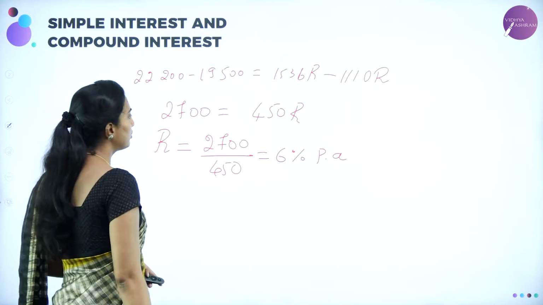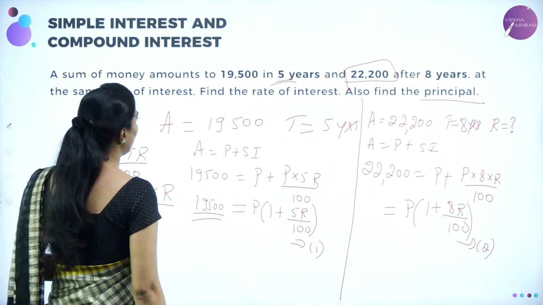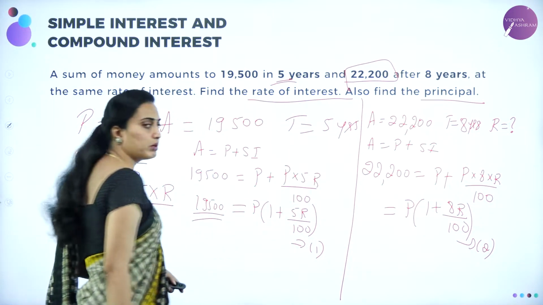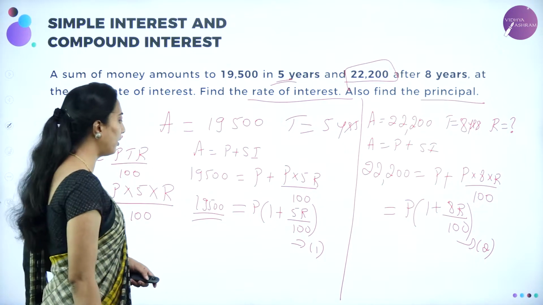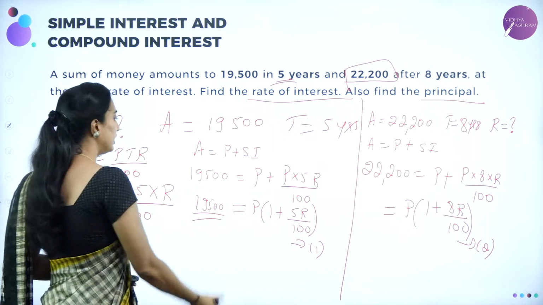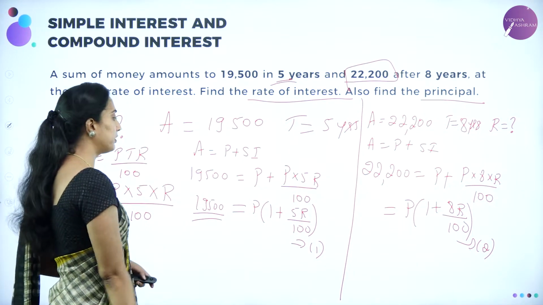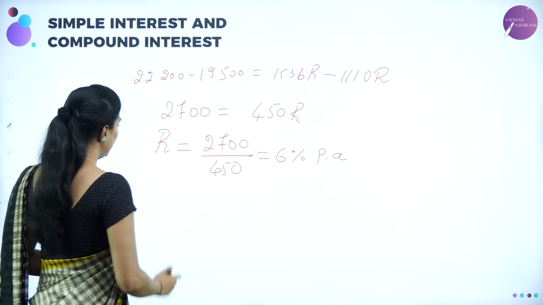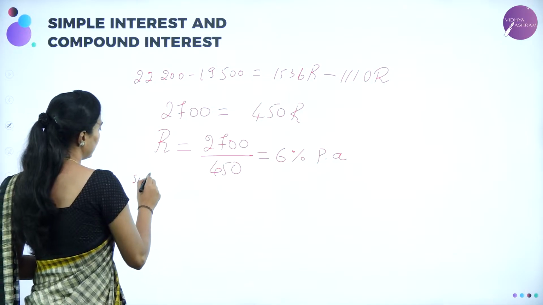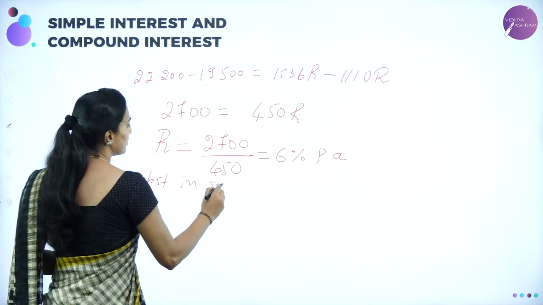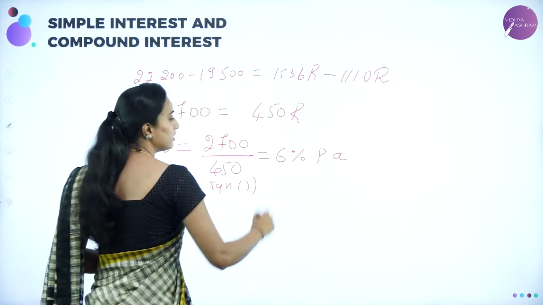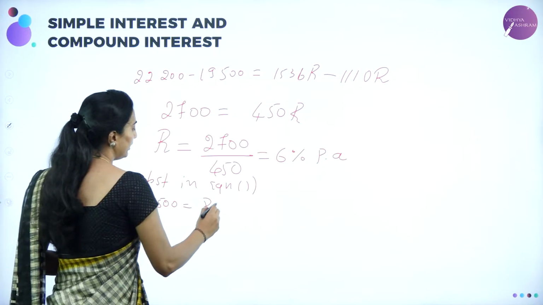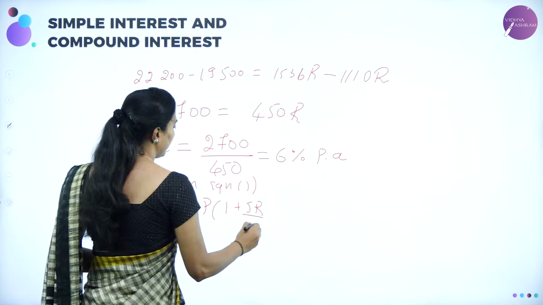Okay, so they have asked you to find out the rate of interest, as well as the principal amount. We found out the rate of interest is 6%. Now how to find out the principal amount? Let me substitute in equation 1 so that you get the principal amount. Substituting R equal to 6% in equation 1: 19,500 is equal to P into (1 + 5R divided by 100), right?